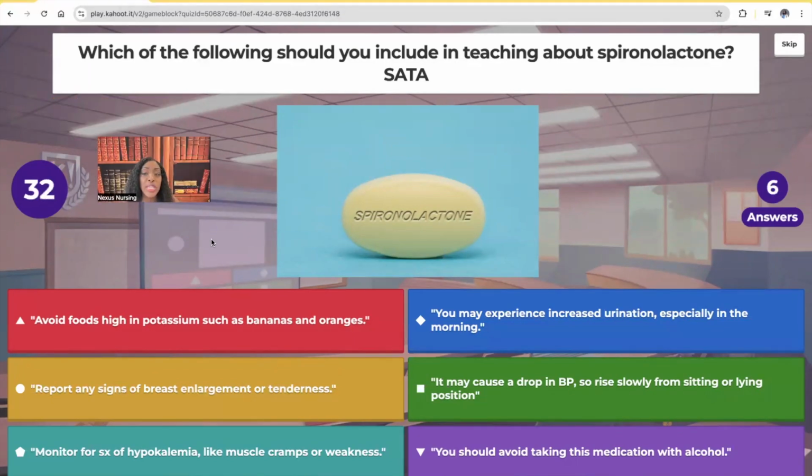Which of the following would you include in your teaching plan about spironolactone? And actually, guys, in the last slide, when I was teaching about spironolactone, I gave you a lot of the answers already. So what do you think?